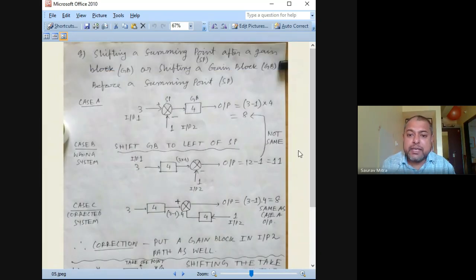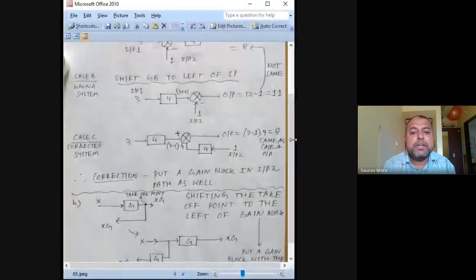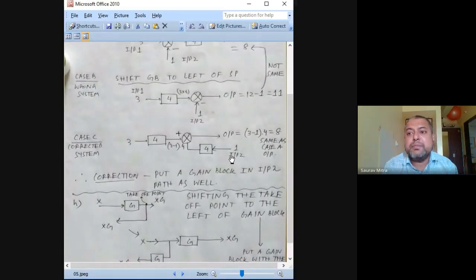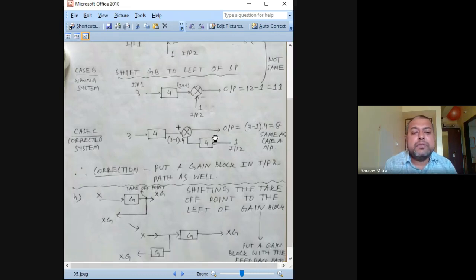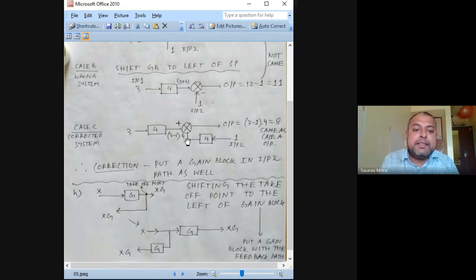So the first diagram is the actual diagram, the second diagram is just shifting with no correction done, but the third diagram is the corrected diagram. This is what you have to learn, that is the third diagram. If we are shifting the summing point before the gain block, one gain block of the same gain we have to bring in at this point, and the sign should be a negative sign. Then the output we get is 1 into 4 minus 3 into 4, so 12 minus 4, we get 8 volt at the output. So you have to imagine this: here there is an arrow sign upward, and here there is a minus sign.